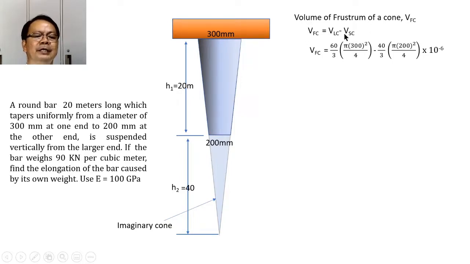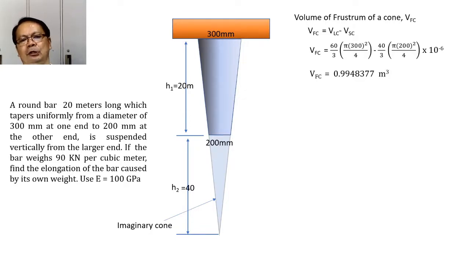And again, this product will have a unit of millimeter square meter. And for it to become a meter cube, we have to convert that millimeter square into meter square. And that can be done by multiplying it by 10 to the negative 6. And as such, our volume of the frustum will be 0.9948377 cubic meter, which is just the same as the volume when we take the formula. Okay, ginawa ko lang ito para medyo magkaroon tayo ng recall or review of how do we get the volume of the frustum of a cone.